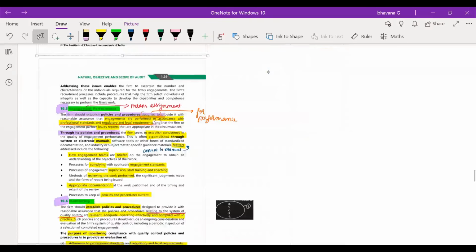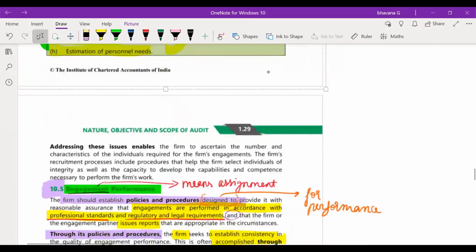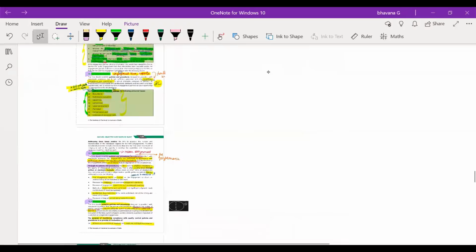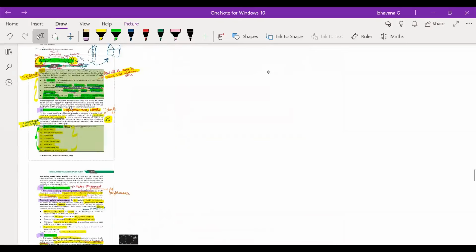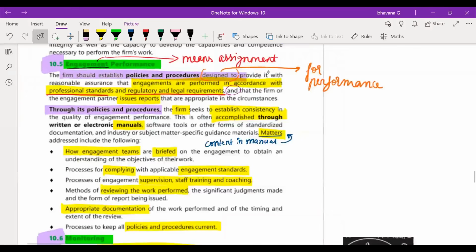Okay, guys, so this was our fourth point. So four points we have completed. First is leadership. Second one is ethical requirements. Third one, what was the third one, guys? Third one was acceptance and continuance of audit engagement, I guess. Fourth is human resources. Now the fifth point we have come to. Only two more points left. Fifth is engagement performance. Engagement performance means nothing but your audit performance. Whatever audit assignment you have got, that performance is known as engagement performance.